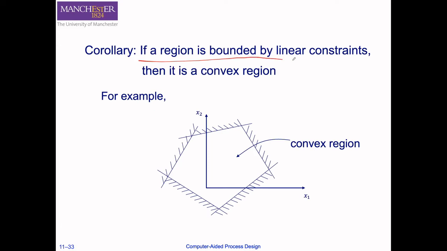If a region is bounded by linear constraints, then this region is a convex region. The linear constraints can be linear equality constraints and linear inequality constraints. As we have learned in linear programming optimization problems, the feasible region in a linear programming optimization problem is convex. This is because all constraints are linear.